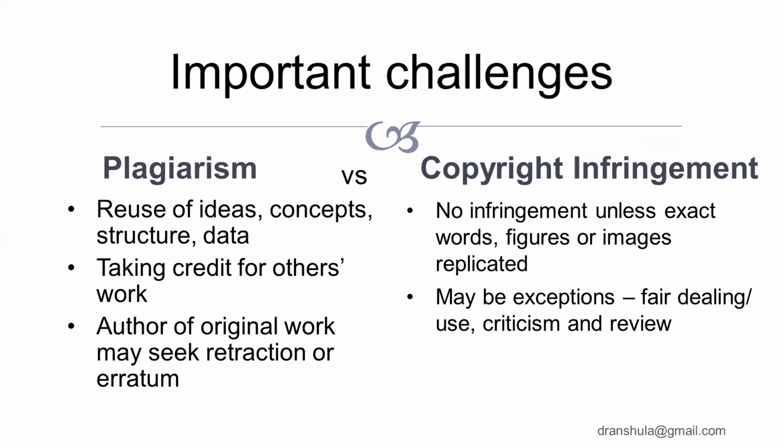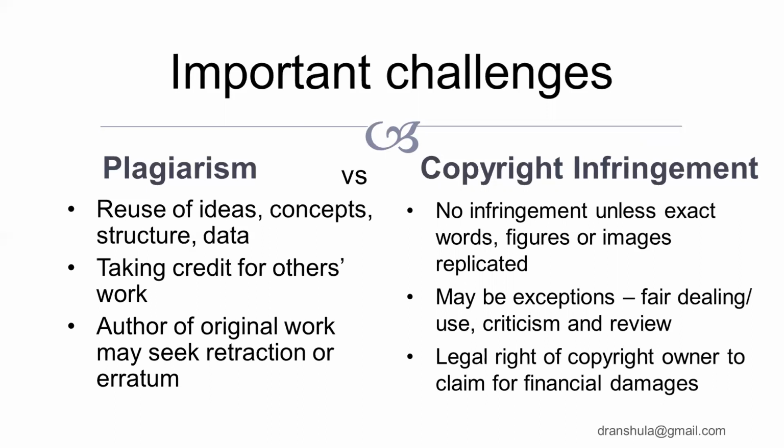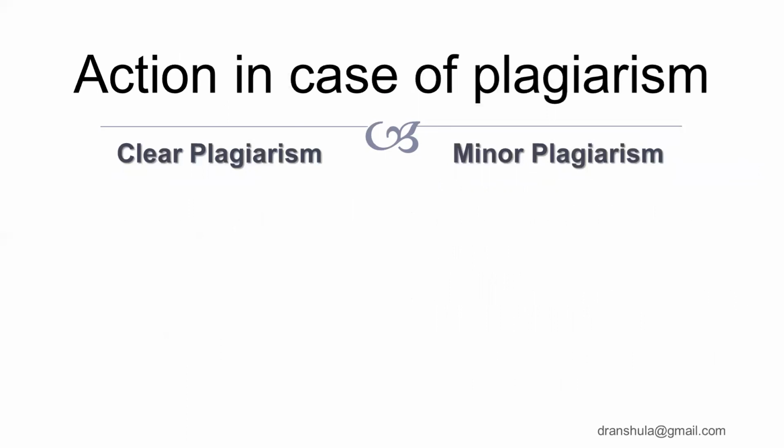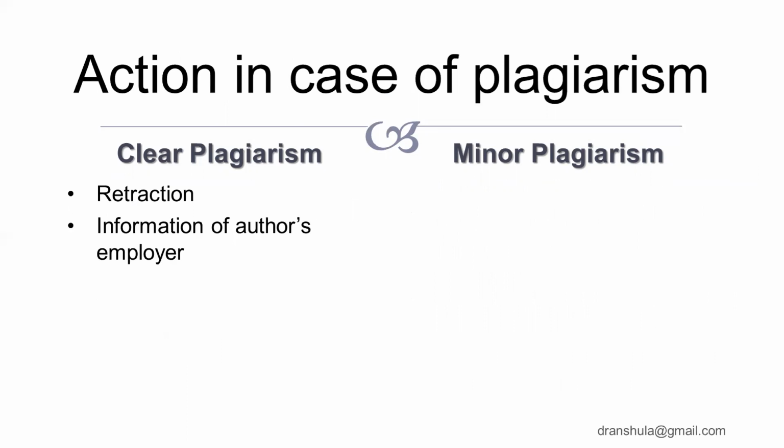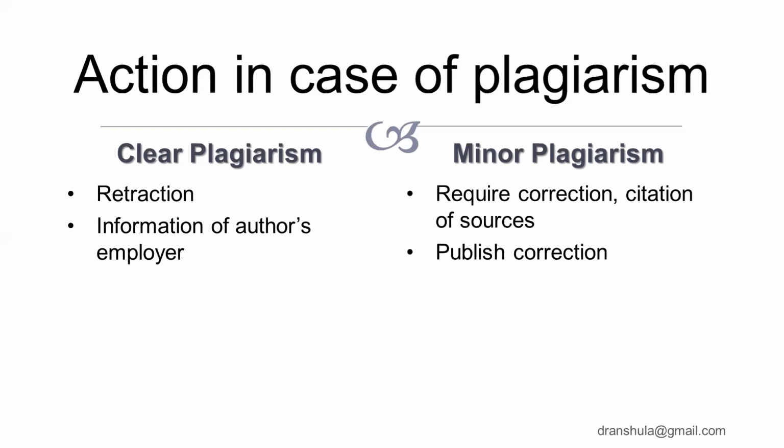There may be exceptions like fair dealing or fair use, where you are criticizing someone's work or reviewing someone's published work. The legal right of the copyright owner to claim financial damages is always the right of the author. So what action can happen in case of plagiarism? If it's clear plagiarism, retraction and informing the author's employer can be taken up. Whereas if minor plagiarism is detected, then you require correction or citation of sources, and you can publish with correction.